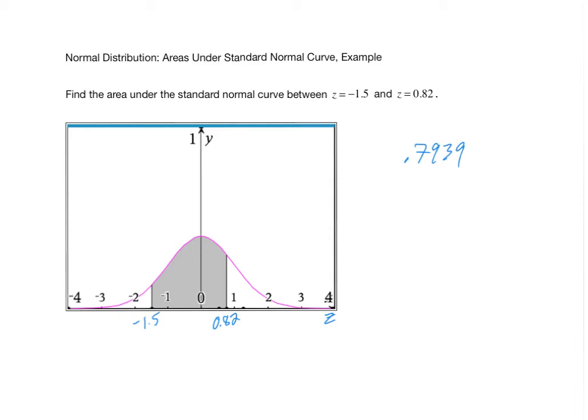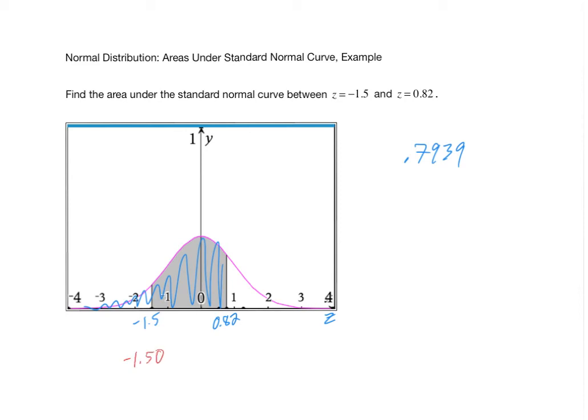That's this area, which includes this piece right here. So 0.7939 is all of this. We don't want this piece over here. We want to get rid of that. Well, that's precisely the area to the left of negative 1.5. Let's find the area to the left of negative 1.5. Now be careful, make sure you realize here that negative 1.5 is the same thing as negative 1.50.